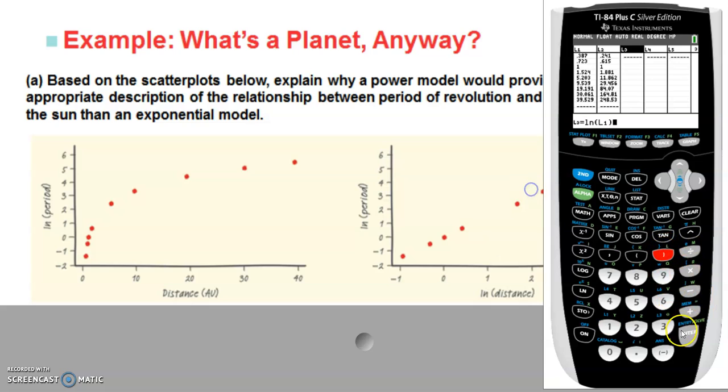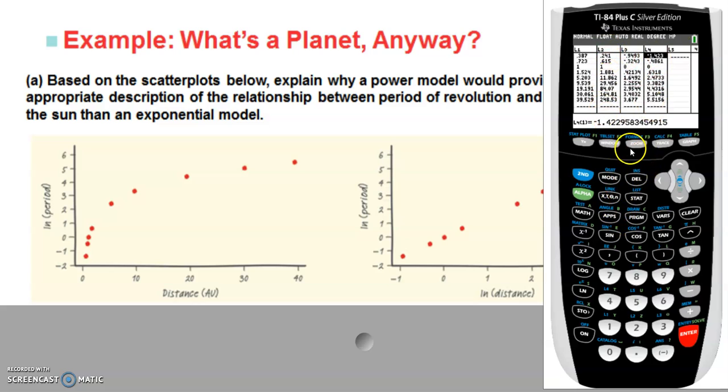Okay, so now it's going to take list 1 and do the natural log of each of these numbers and put it in list 3. Then I'm going to go over to list 4. I'm going to press up and hit ln of list 2. So basically this list 4 will be the natural logarithm of list 2.